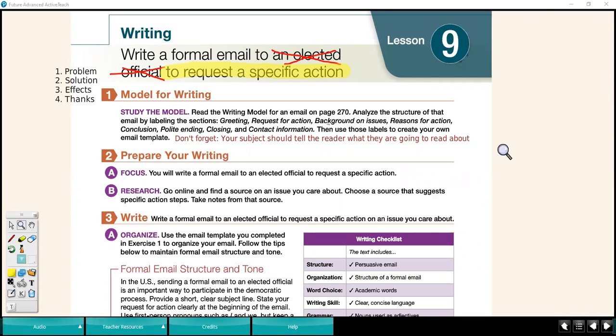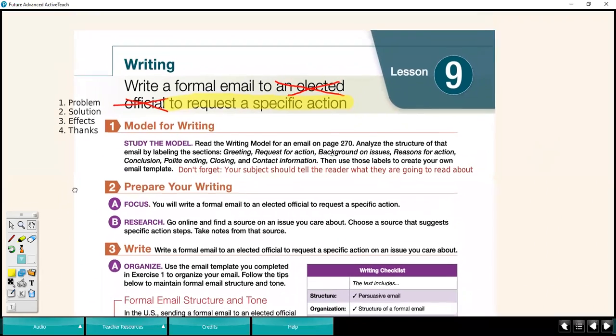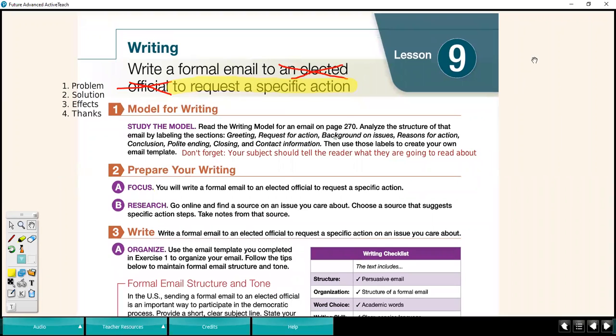This is Unit 11, Lesson 9, and this is the writing lesson with some modification. I'm recording this, and the students have been notified of that and have chosen to either turn their video off or not. So the writing lesson in Unit 11 is to write a formal email.